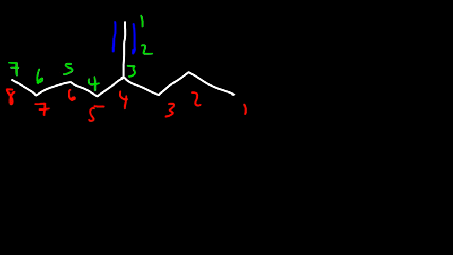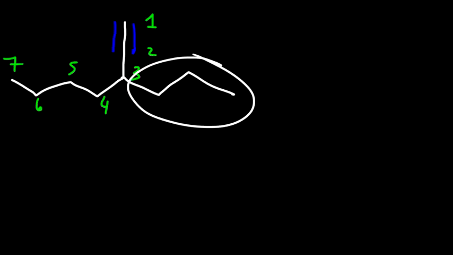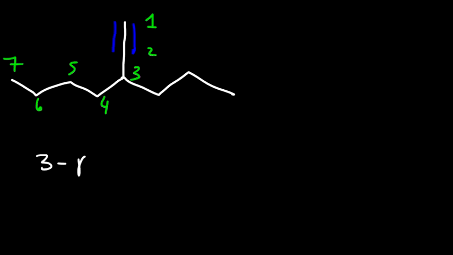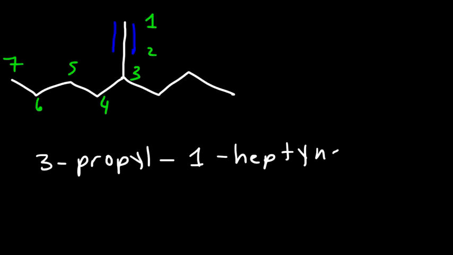When you count the longest chain, it has to include the alkyne functional group. So we need to use the numbers in green. So this is carbon 1, 2, 3, 4, 5, 6, and 7. Now we have a propyl group on carbon 3. So this is going to be called 3-propyl-1-heptyne, since we have a 7-carbon chain with the alkyne functional group, and the triple bond is at carbon 1. And so that's it for this video.